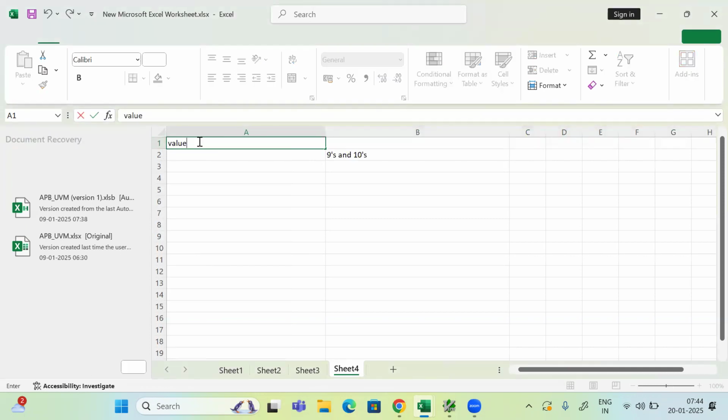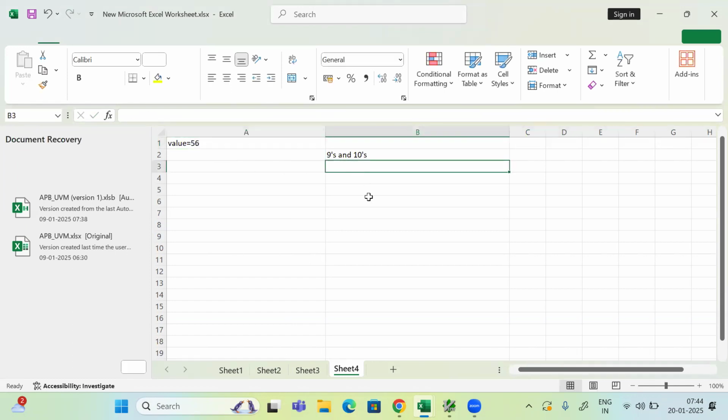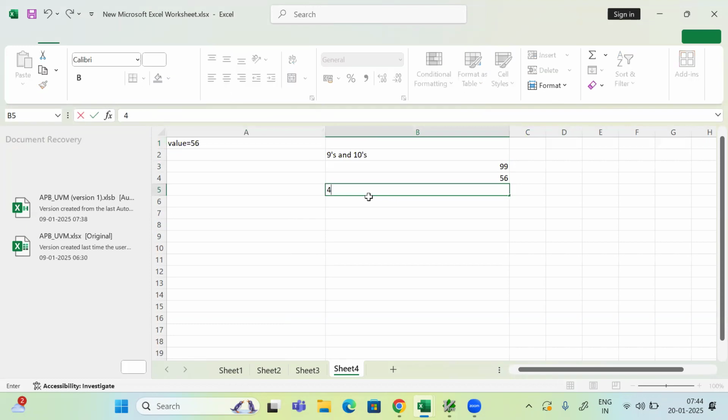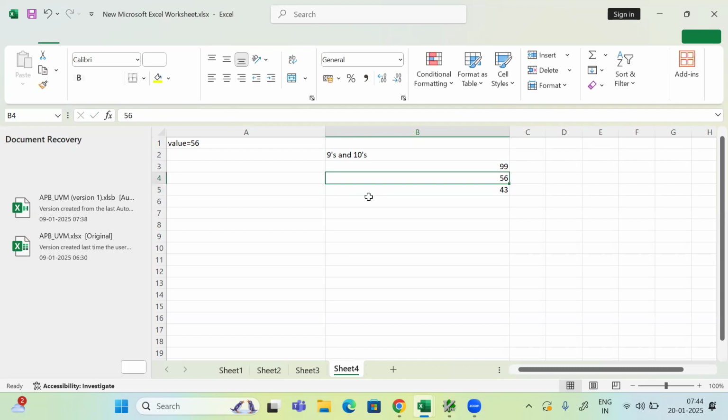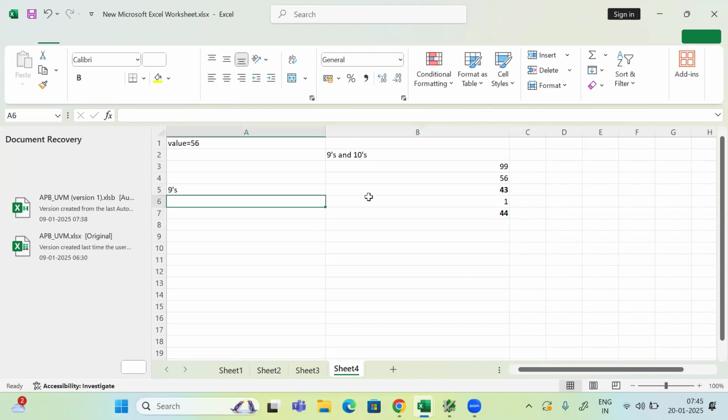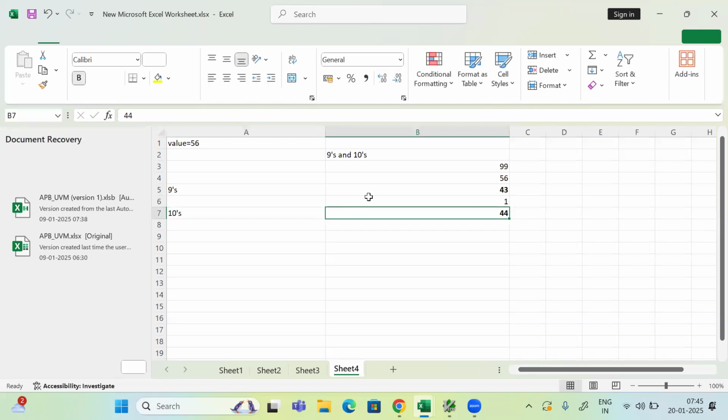Imagine the value is 56. What is the 9's complement? It is 43, correct? Then what is the tens complement if I ask? 40, correct? Nines and tens. Okay, leave it.